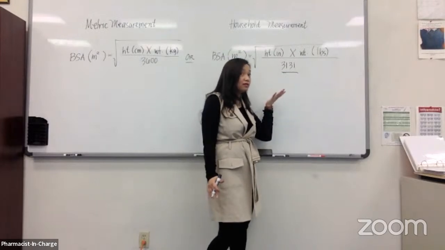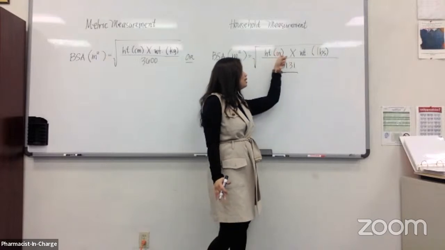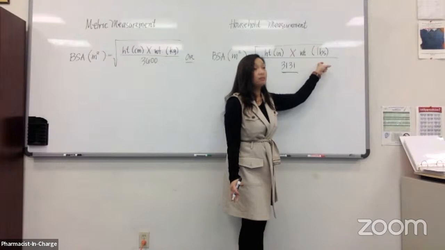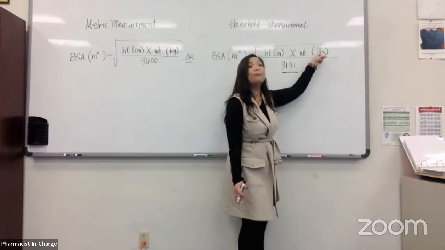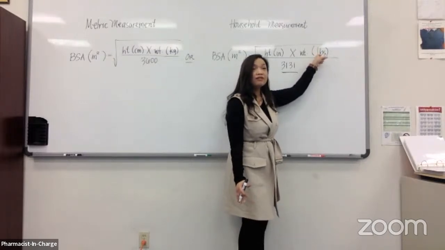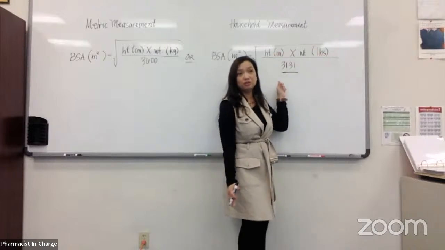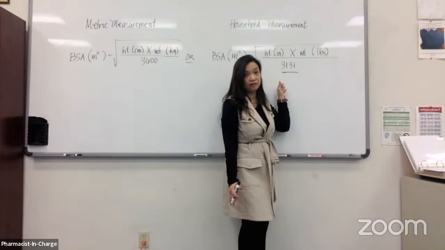If you like to remember this because it's easier for you, 3131, you just know that this is the household measurement, which means it should be in inches and pounds. So if you're given kilograms in the problem, you should convert it to pounds. And if you're given centimeters in the problem, you should convert it to inches to be able to use this formula, and you get the correct answer.